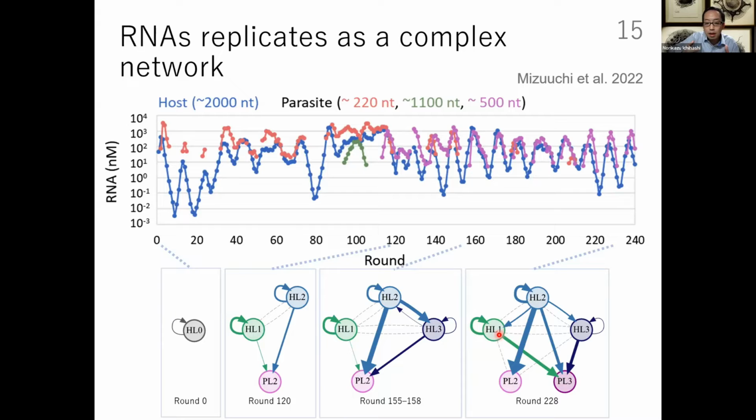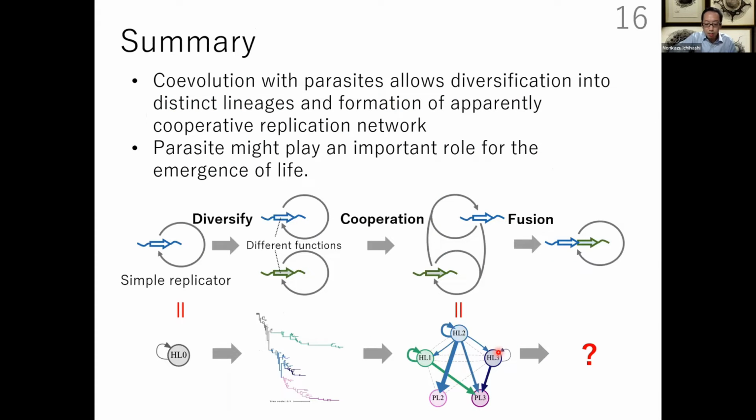In this way, there are some interactions between the host and parasite species, and I have no time to explain in detail, but we found that these RNAs interdependently replicated. If we remove one of the RNAs, the other RNAs also disappear, seemingly cooperative and interdependent. So I'd like to summarize my talk at this point. Coevolution with parasites allows diversification into distinct lineages and formation of apparently cooperative replication networks. And I think that parasites might play an important role in the emergence of life.